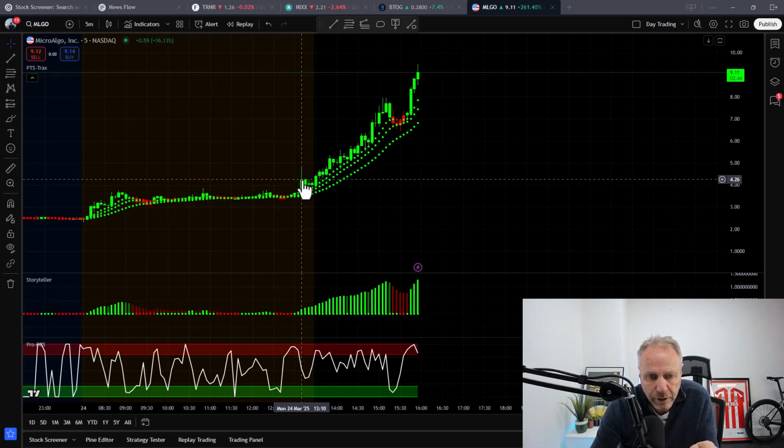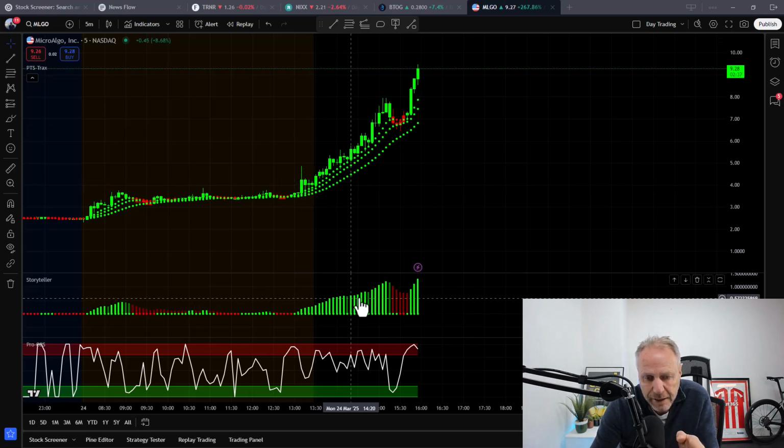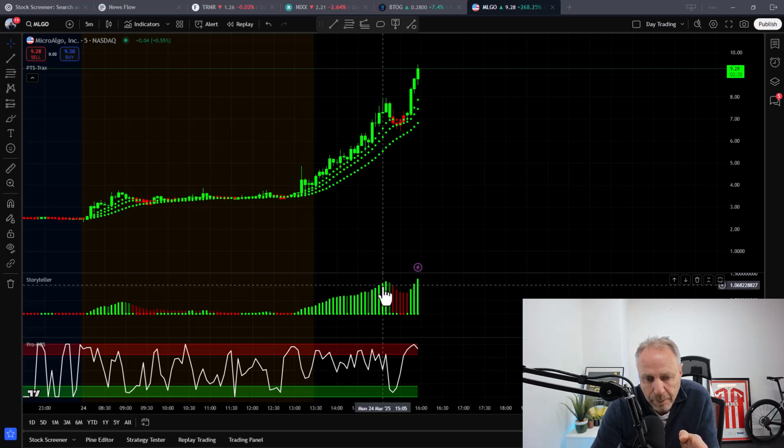Really simple buy signal here. We got the buy signal. This is the 5-minute chart. You could always get down to a 2 or 1 minute chart. Nice momentum. Nice easy light green all the way up here.